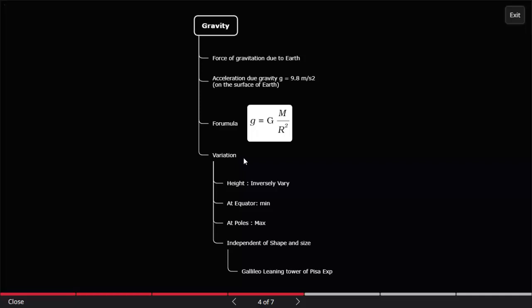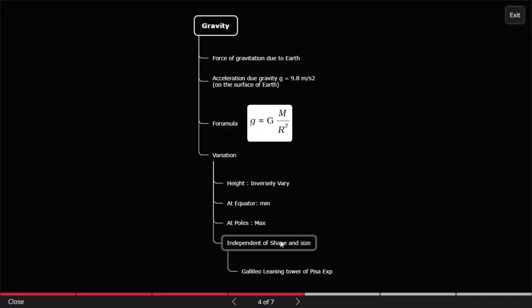This value of g depends upon the height. Height means how much above from the surface of Earth the object is. It varies inversely, so as you go higher, the gravity will be reduced. The important thing is at equator and the pole. At pole it is maximum and at equator the gravity is minimum. There are reasons, I will not explain in detail in this chapter. And one most important thing is this gravitational force is independent of shape and size, students.